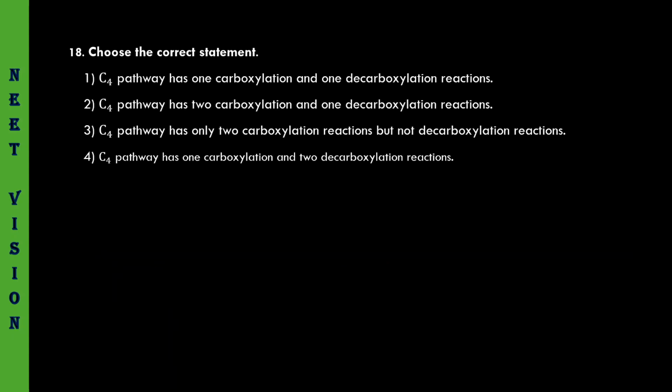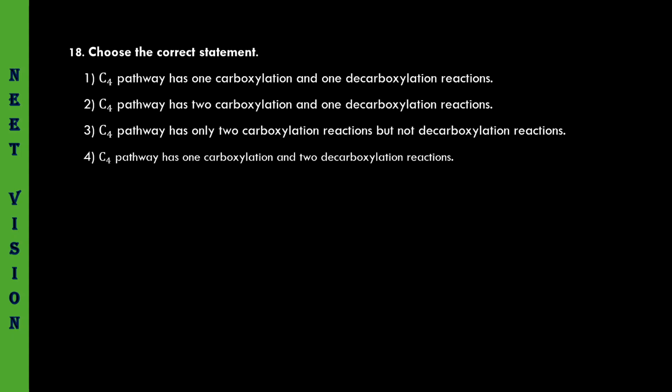Choose the correct statement. C4 pathway has one carboxylation and one decarboxylation reactions. Right? It has one carboxylation and one, no, it has got two carboxylation and one decarboxylation reaction. First carboxylation takes place in mesophyll cells or mesophyll cell chloroplasts. Second carboxylation and decarboxylation, only decarboxylation, takes place in bundle sheath cells. So, first option is wrong.